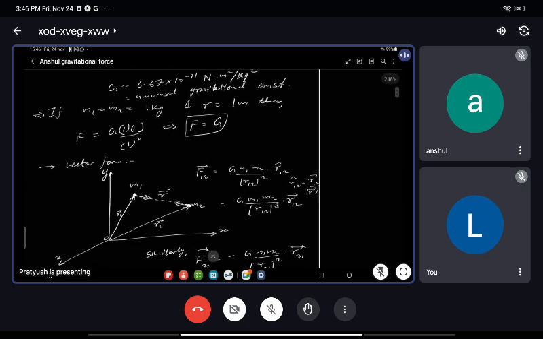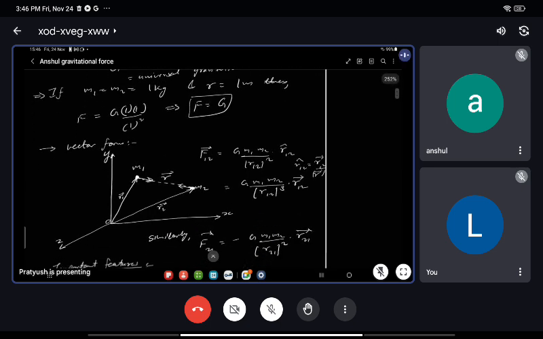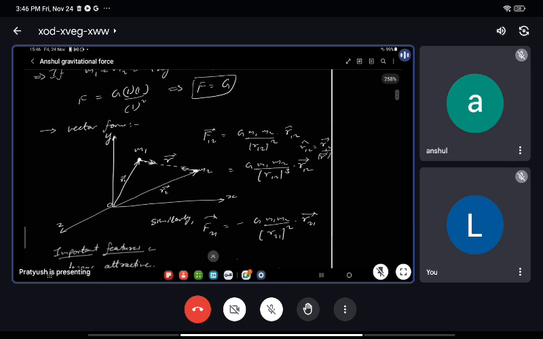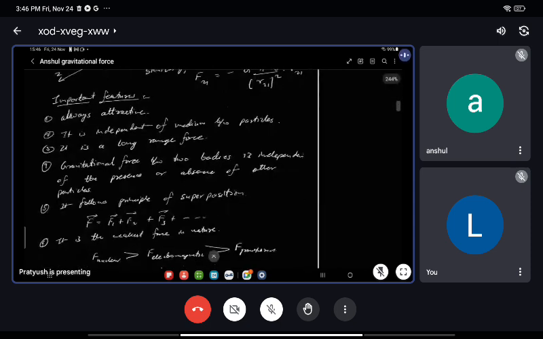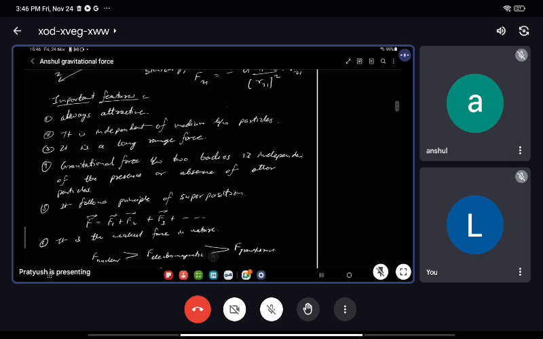Next, vector form of gravitation. That also we have seen in class 9. If you ever prepared for Olympiad, then this gravitational force vector form is also taught in class 9 and class 10 for competitive exams. After that, we saw its important features.